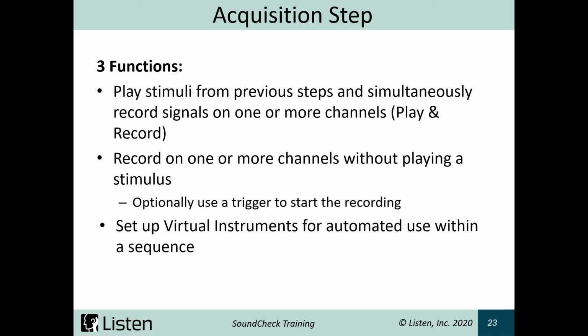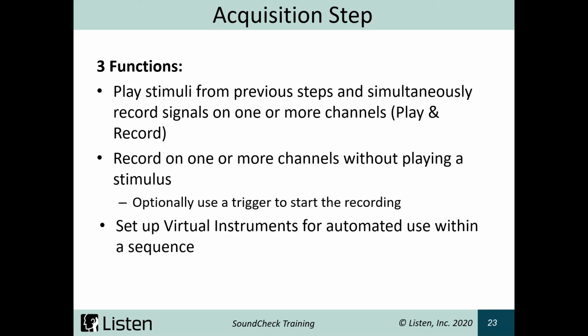There's also a record-only step. We can record on one or more channels without playing any stimulus. Optionally, we can use a trigger here to start recording. For this trigger, we have a few options. We could use just a pure level, so whenever the input exceeds 80 dB SPL, or we could use a level in conjunction with frequency, so whenever it's above 80 dB SPL at 4K, or use an option called cross-correlation.